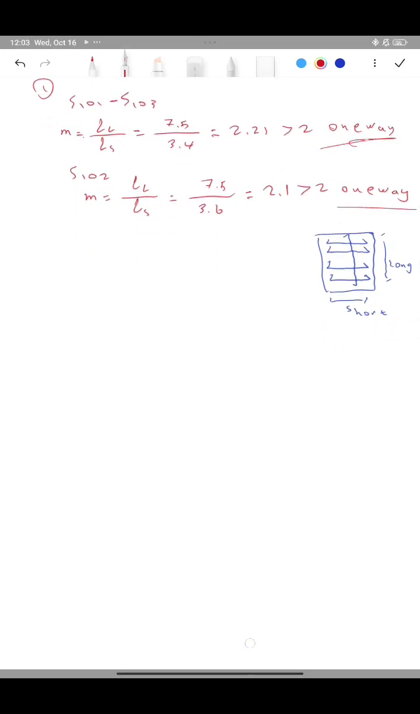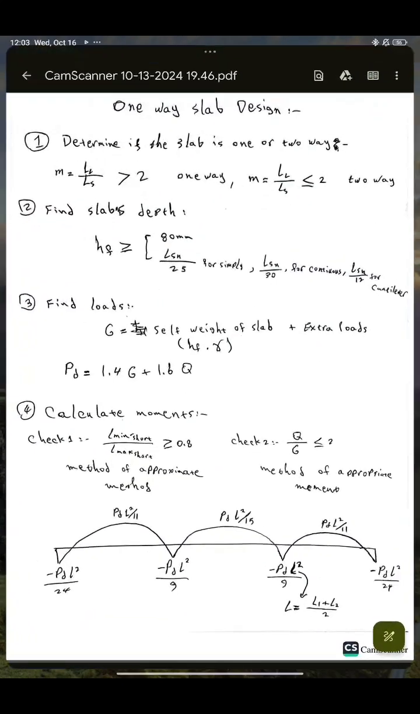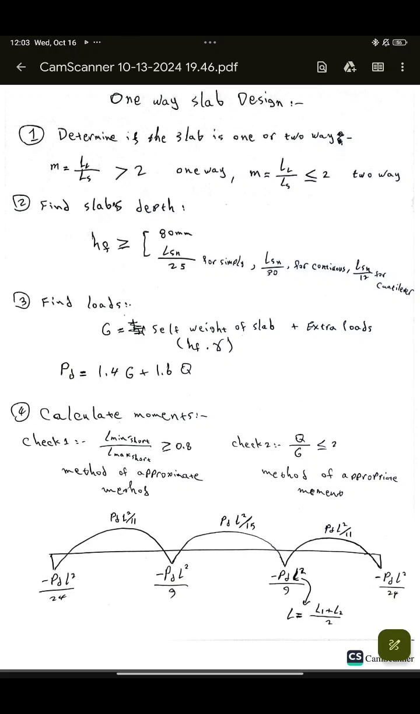Okay, when we move to the next step it is saying find slab's depth. Okay, very important, we need to find what is the depth of the slab, what is the thickness of the slab. So we have this formula. hf should be bigger than 80 millimeter, 8 centimeter. The slab shouldn't be less than 8 centimeter, and depending on the code, some codes might say 10, 8, 9, 12, depending on the code.